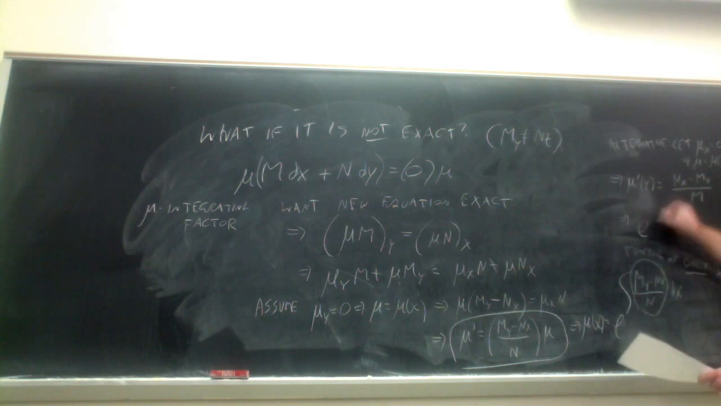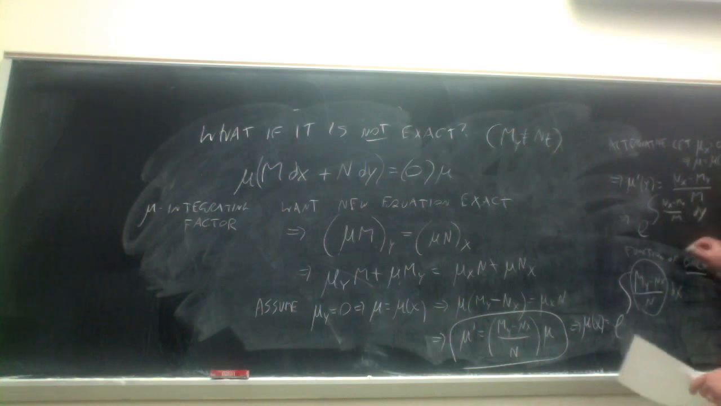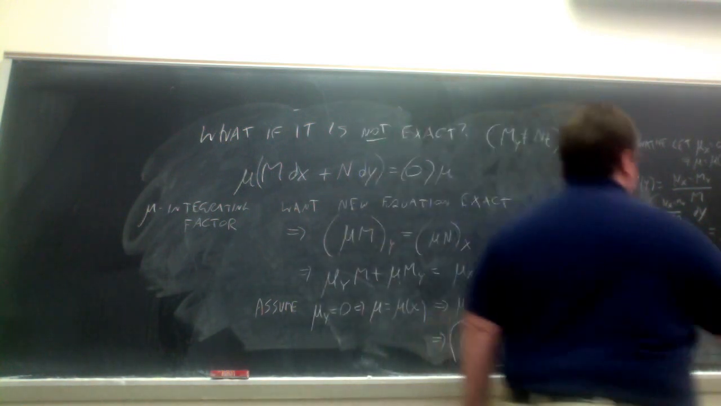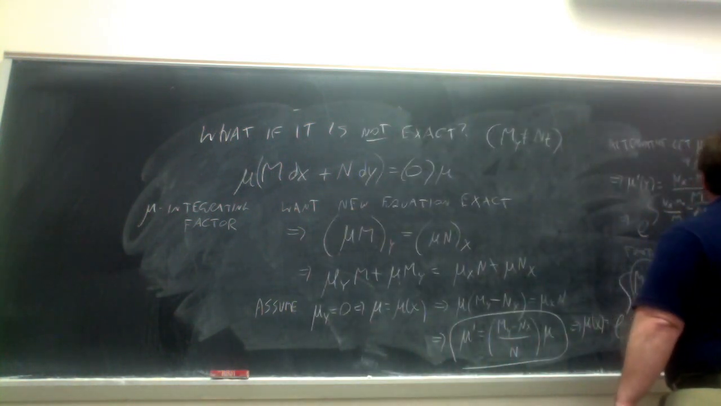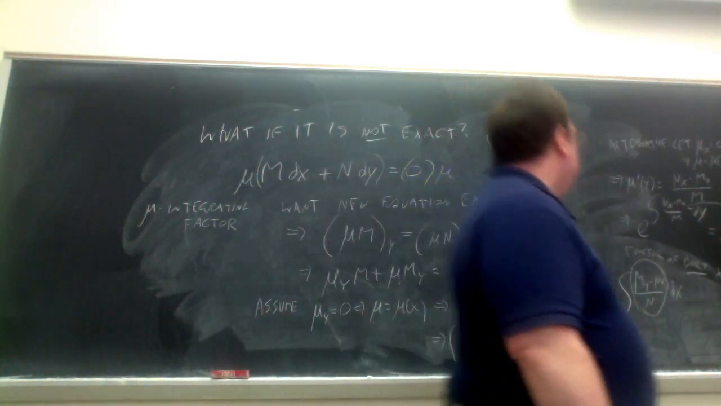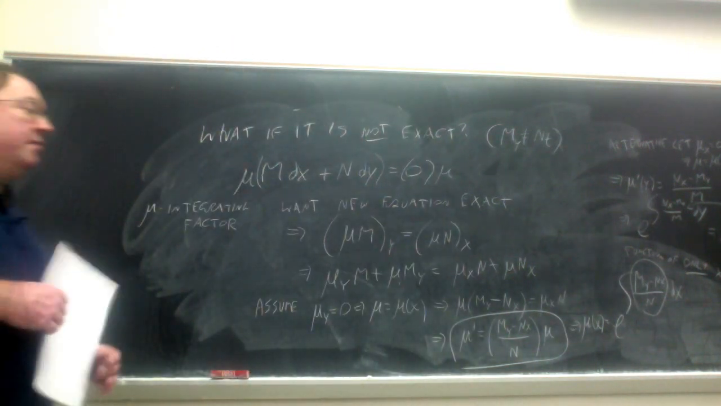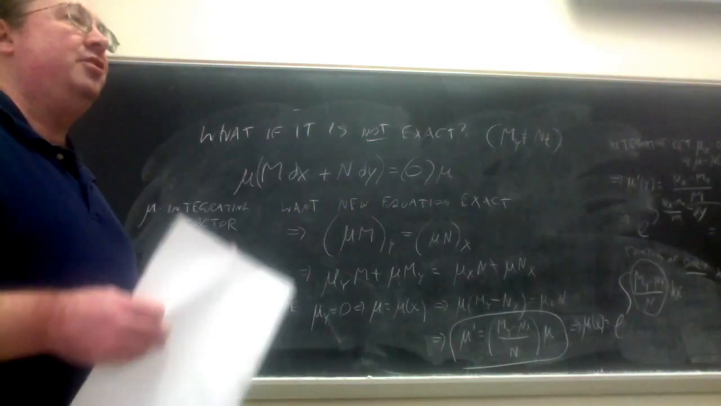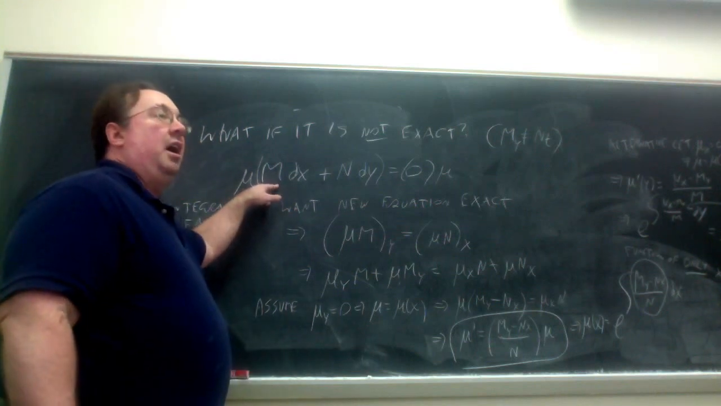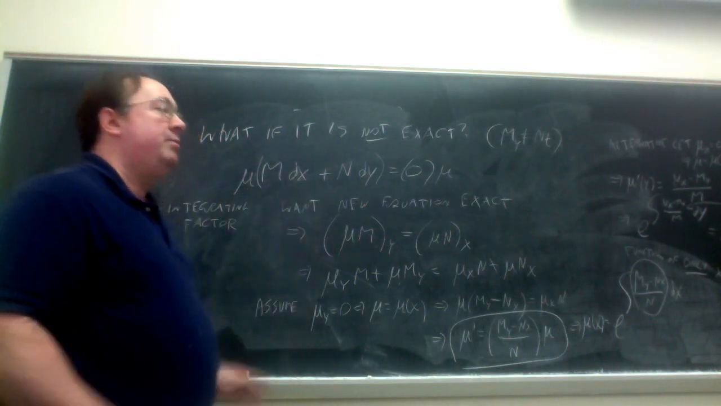So now you have e to the integral of that as your integrating factor, and this is only allowed to be a function of y. In other words, if this expression depends only on x, or this expression depends only on y, notice the denominators are different. Whichever one of those works, you can use that as your integrating factor. That will cause this equation to be exact, and then you can solve it the way I described before.